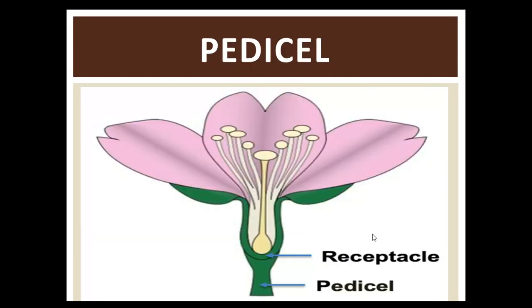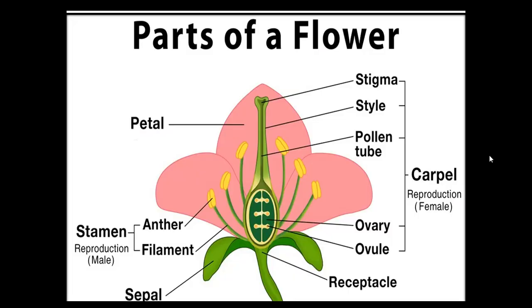Now let us move to the next part, pedicel. Pedicel is a small structure that attaches one flower to the cluster of flowers. Pedicels help to support the flower and put the flower in its position. So we have studied the different parts of the flower.